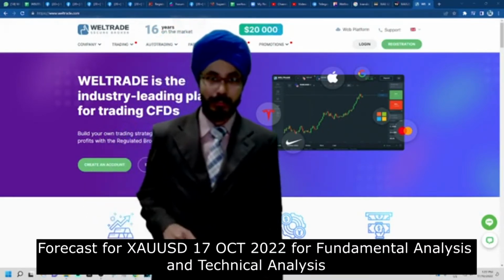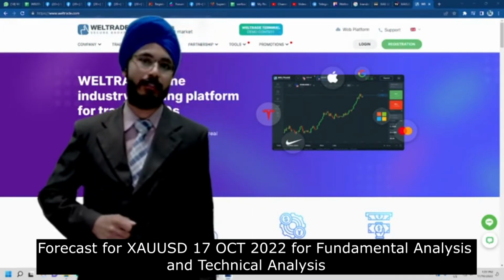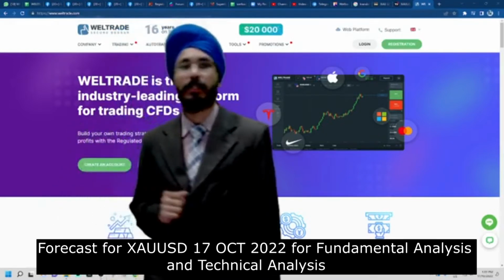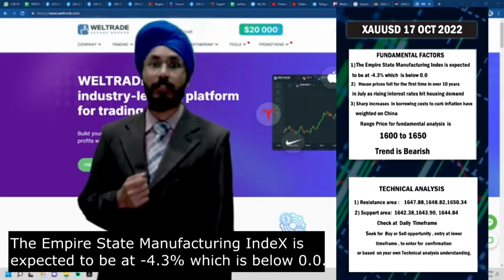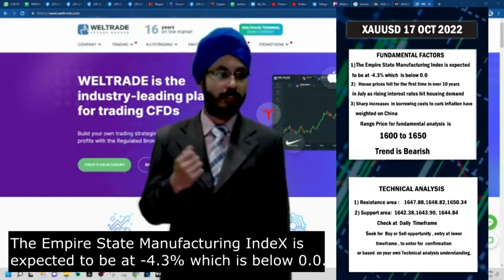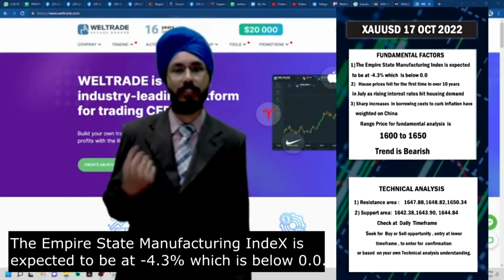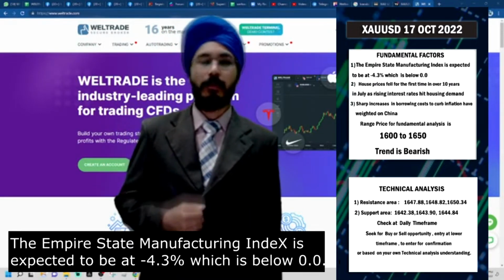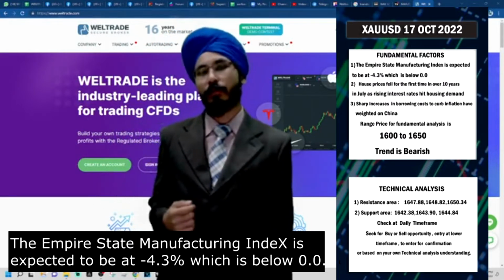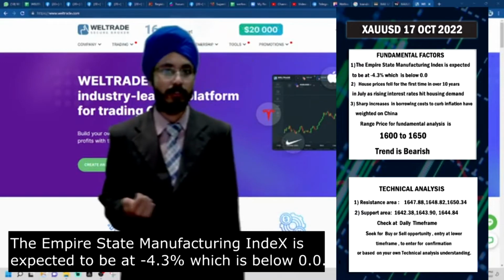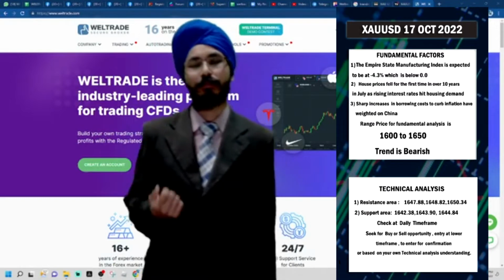Today I'm going to focus on the gold trend based on fundamental analysis and also technical analysis. Firstly, as we look at the most important fundamental factor, which is the United States Manufacturing Index, which is being forecasted to be a negative 4.3%, which is lower than 0.0%. This ensures that actually the US dollar will come down. However, based on many past data of the US, it has been the opposite, and it is likely that it will rise as well.